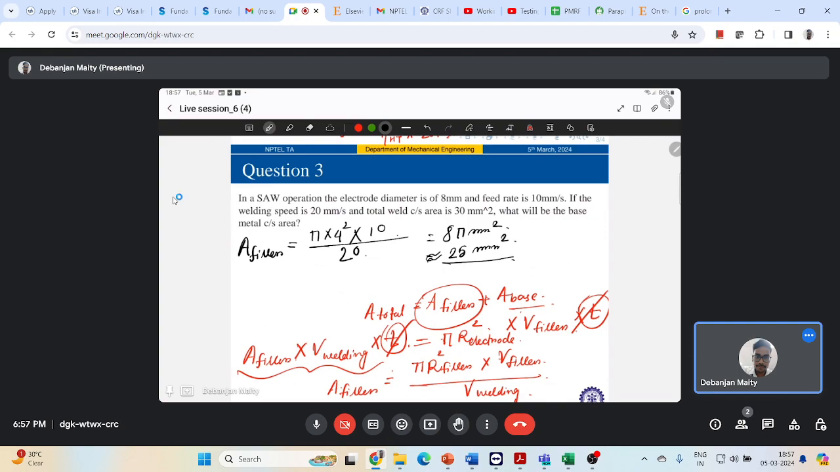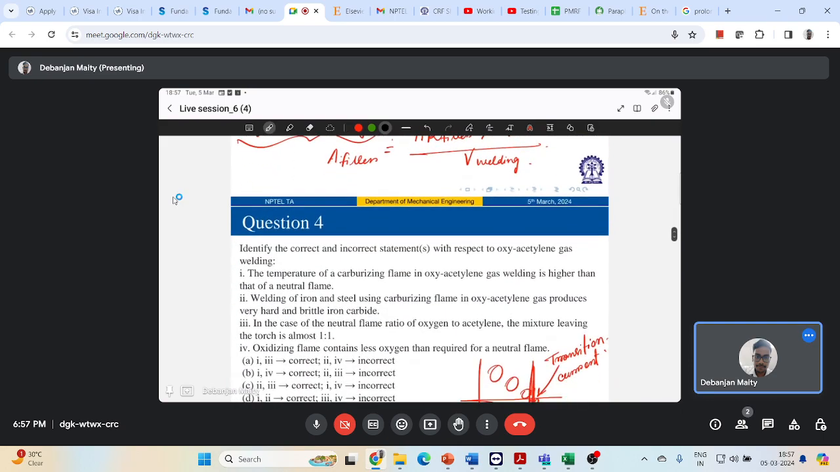Anyhow, now the total weld cross-sectional area is 30 mm square, and you get the value of the filler area. From there we can simply find that the base cross-sectional area will be A total minus A filler. So that's how we can come up with the value of the base metal area. Okay.